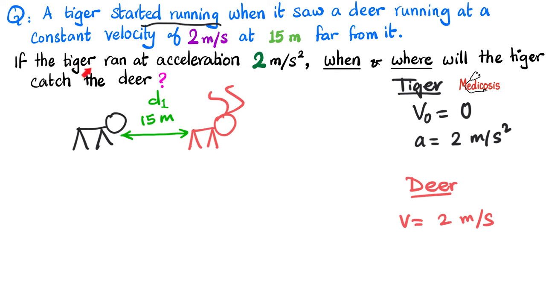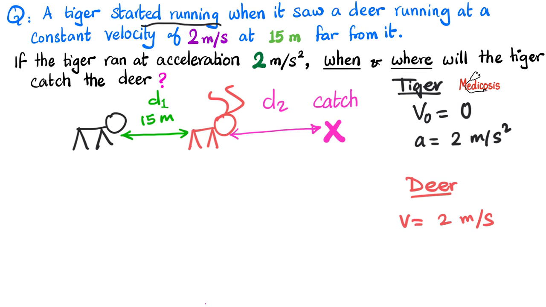The problem says that the tiger will eventually catch the deer. So we'll suppose that the tiger will catch the deer at this point. And let's call the distance between where the deer is right now and where the tiger will catch the deer D2. Now, what is the distance that they want? They wanted not D1 and not D2. They wanted D1 plus D2, from the beginning to the end of the chase. That is the where question. Now, what is the when? The when is the time that it took the tiger to catch the deer right here.